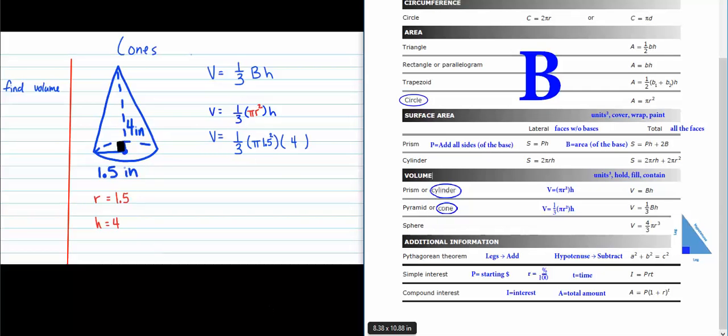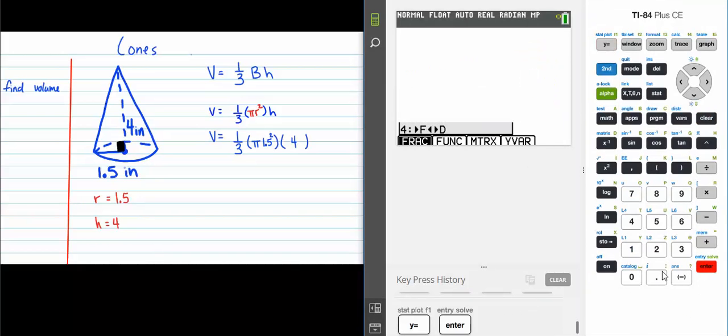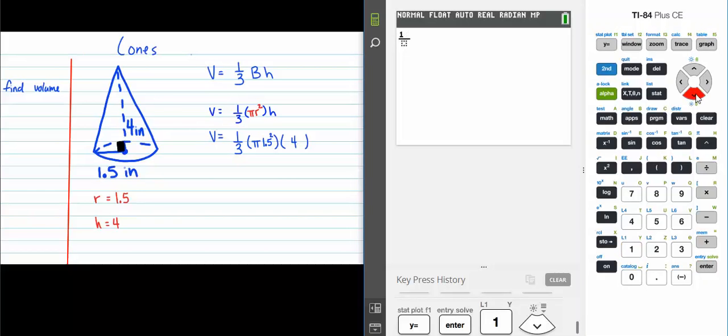And there you have it. The rest gets typed in. So be very careful not to forget your 1/3. A lot of people do. That's why we always use the formula chart. We want to make sure we have it readily available.